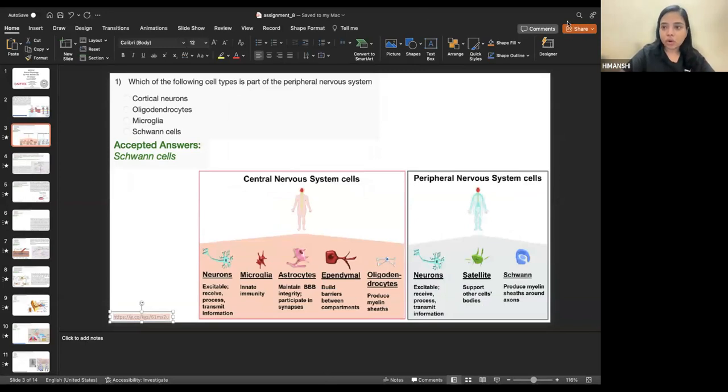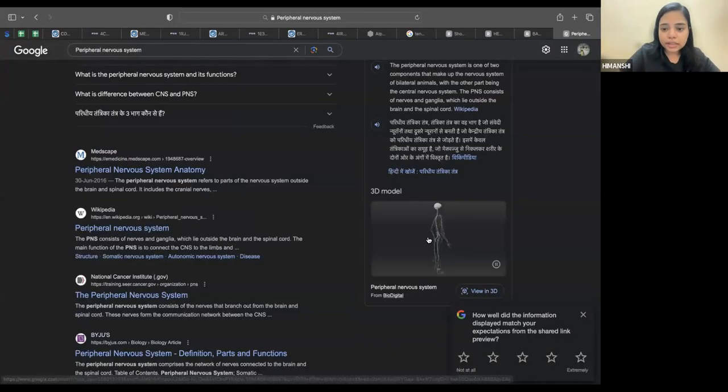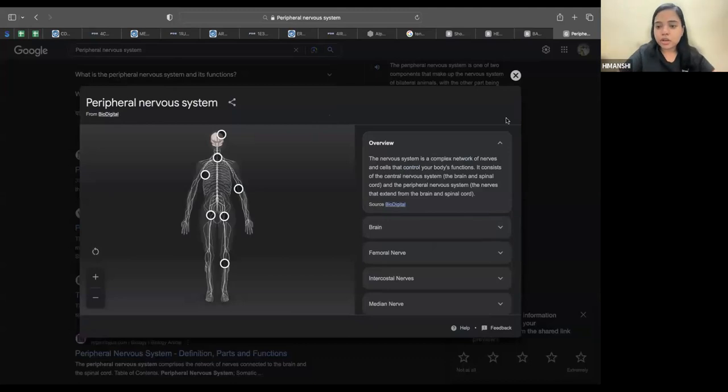So this is not a video, but if you remember at the beginning of this session, we have seen some 3D images, right? I am always intrigued by this. So I've also found such a 3D representation of the peripheral nervous system, which I would like to share with you guys. So this is it. What it is saying is that the nervous system is a complex network of nerves and cells that control your body's function.